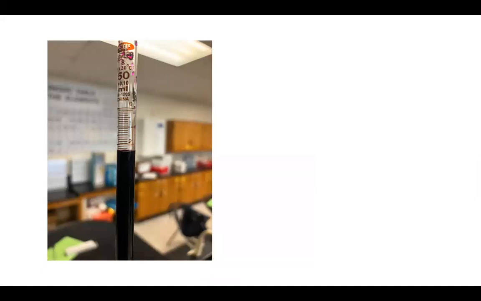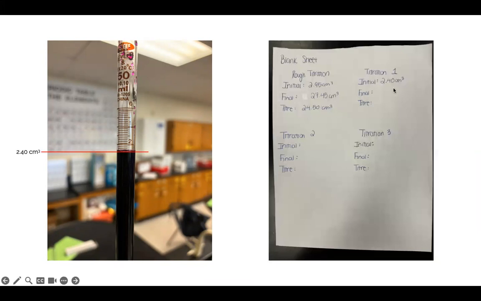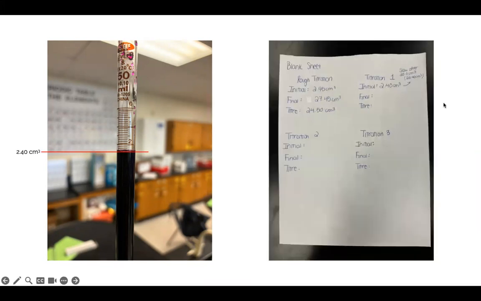Now, you may have to refill your burette again because you might not have enough, so follow the same steps. Make sure that the burette is closed, take the funnel, place it at the top, fill it with Fa2, and then you're good to go. Now we have to record the initial for our first accurate titration. This one is 2.40 because it's directly on the line, the bottom of the meniscus, 2.40 centimeters cubed. And then we can record that in our titration 1 initial.